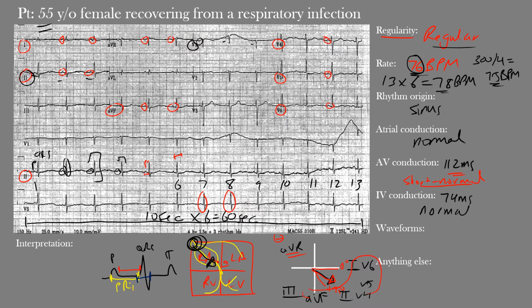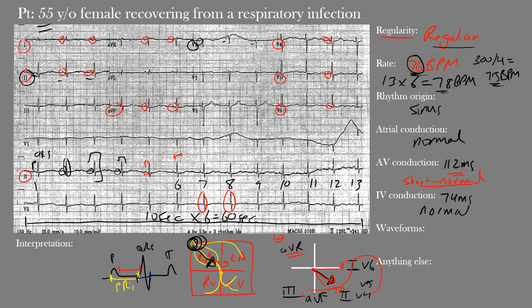Okay, now we have the waveforms. We said the P waves were normal, no problems there in lead V1 or lead 2. The T waves here are present, they're asymmetric, and they appear normal. Generally, the T wave amplitude decreases with age and tends to be lower in females than males, and we actually see that here.